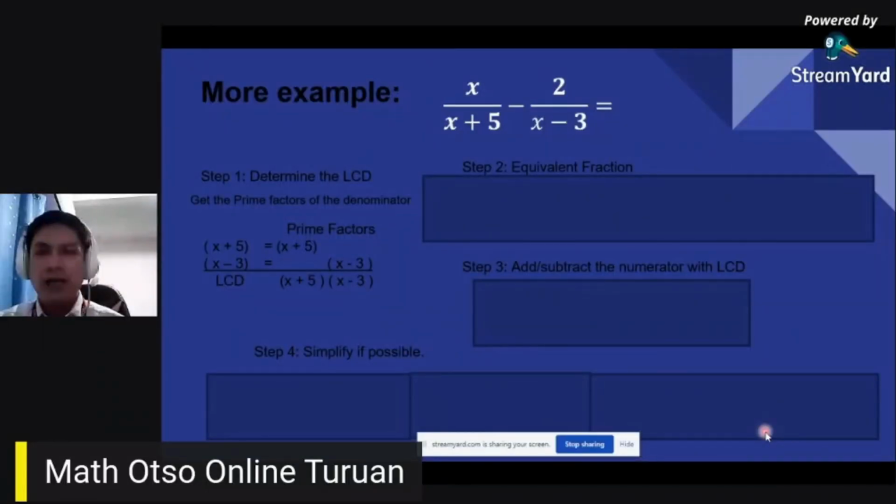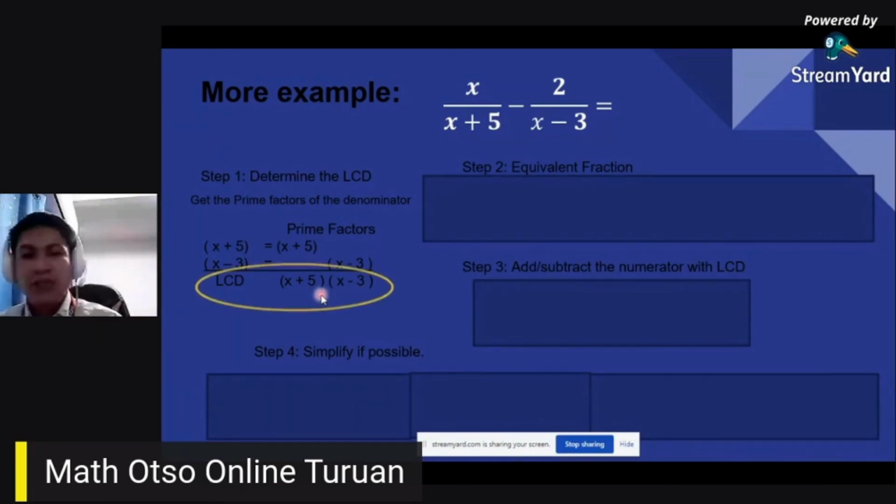X over x plus 5 minus 2 over x minus 3. So, again, ang una nating titingnan, denominator. So, sulat natin sa ating scratch paper, x plus 5. Ang factor niya, x plus 5 din. Prime na yon. And then, x minus 3, ang factor niya, x minus 3 din. Prime na yon. So, dahil walang magkaparehas, just bring down x plus 5 at x minus 3. That is now the LCD. Ayan. O, diba? Napakadali lang pagkuha ng LCD. Basta marunong kayo ng factoring techniques.